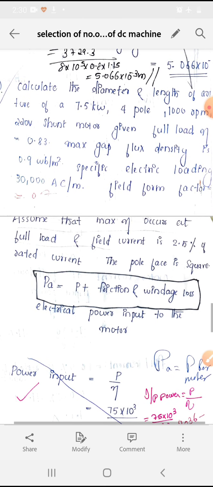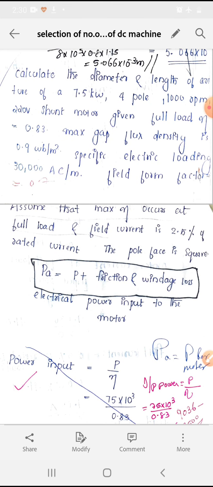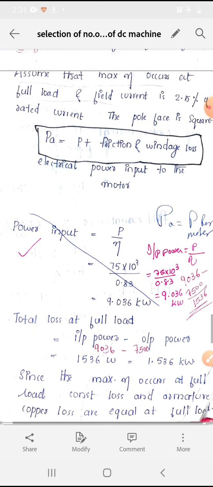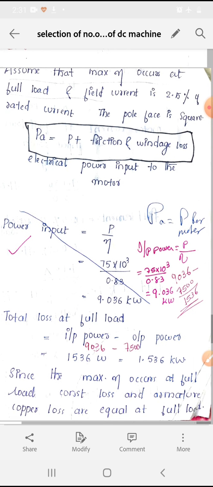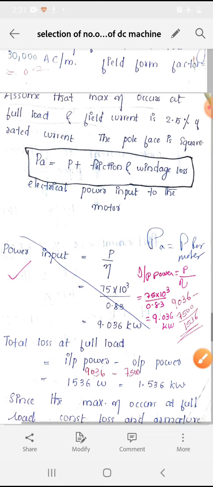So this is a shunt motor. In the case of motor, PA is the electrical power input, that is equal to P plus friction and windage losses. So PA is equal to P for motor. Therefore, input power is given by P by efficiency. In the question, P is given as 7.5 kilowatts and efficiency is 0.83. So we obtained input power as 9.036 kilowatts.